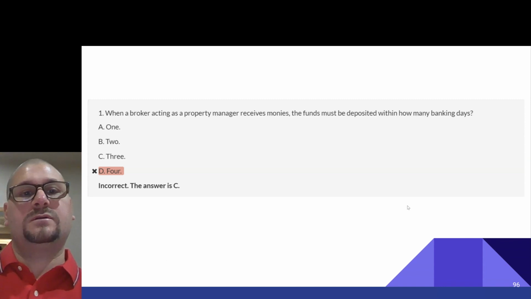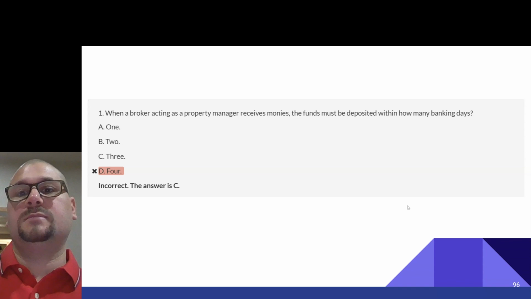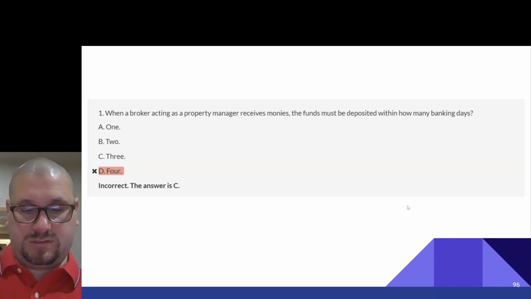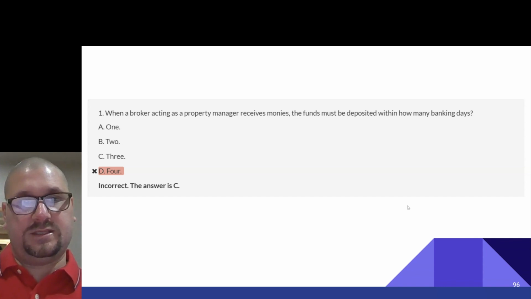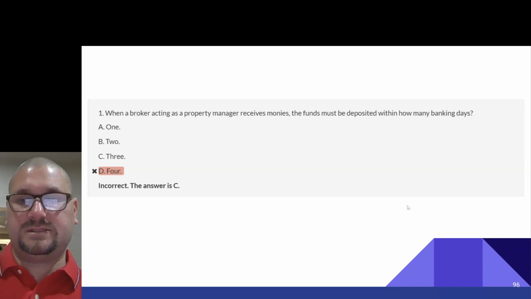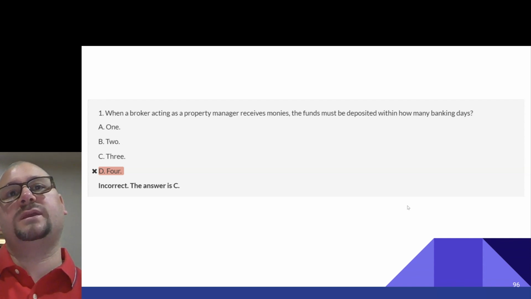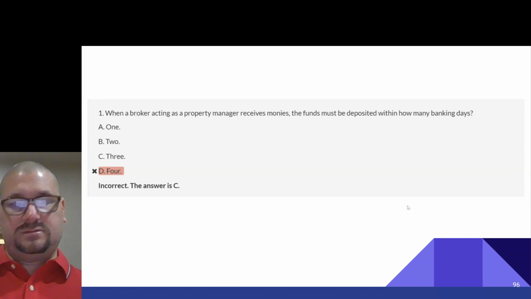When a broker acting as a property manager receives monies, the funds must be deposited within how many banking days? Answer is C, 3. 3 days. So a broker has about 3 banking days, right? Or immediately, but in general, 3 banking days to deposit funds.